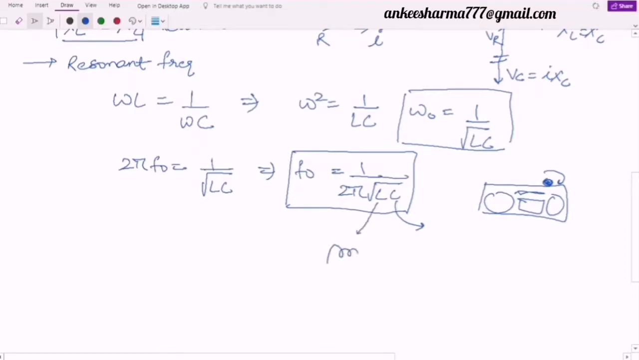Why kept constant? Because this inductor consists of a coil which has some number of turns, and this coil turn has some radius or diameter. So it is not feasible to change the number of turns, or the radius of this circle. If I see from this side, I will find it like this. So this is the radius I am talking about. So it is not feasible in most of the cases.